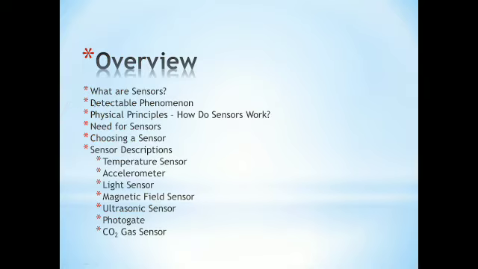Overview. What are sensors? Detectable phenomena. Physical principle. How do sensors work? Need for sensors. Choosing a sensor. Sensor description. Temperature sensor. Accelerometer. Light sensor. Magnetic field sensor. Ultrasonic sensor. Photogate. CO2 gas sensor.